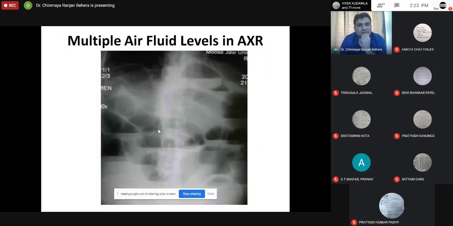Again the same thing, in a more zoomed view, what you see is air up, fluid below, and there is a level. This is again an air-fluid level.